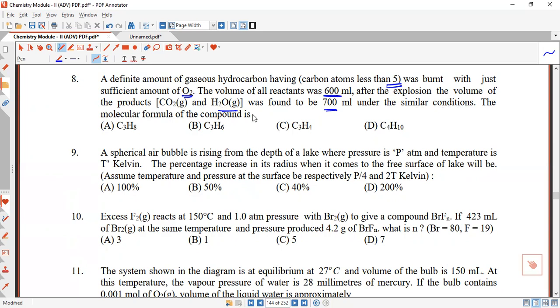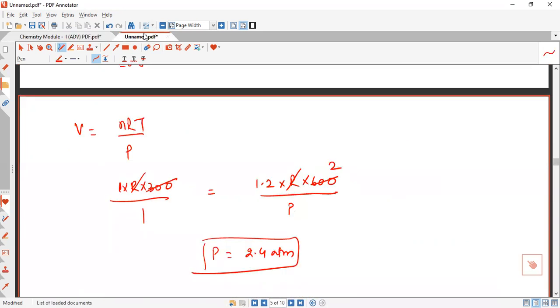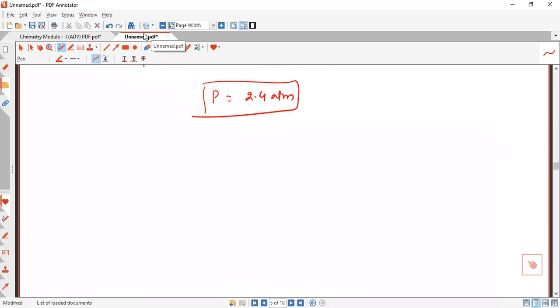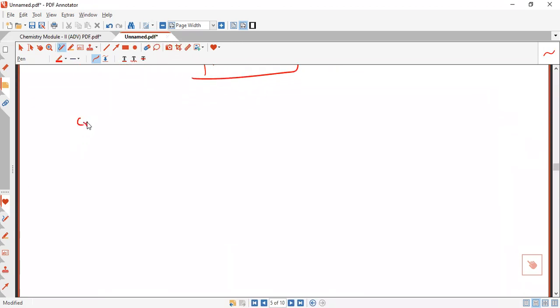Okay, one way to do this is that we are going to write the combustion reaction. CxHy plus x plus y by 4 O2 gives x CO2 plus y by 2 H2O.